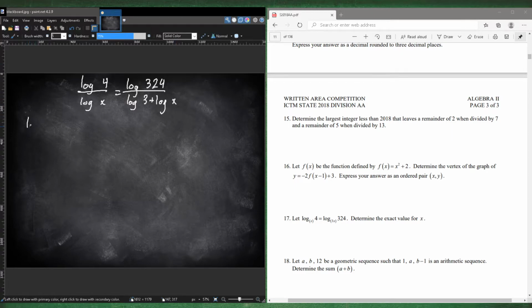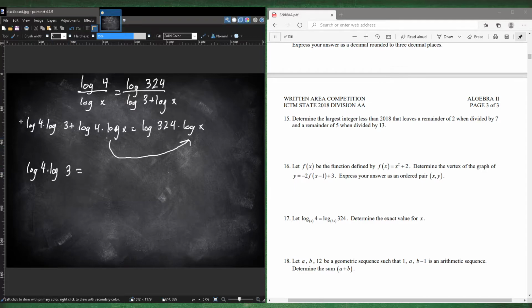Now cross multiply to get log 4 times log 3 plus log 4 times log x equals log 324 times log x. Now move this to this side to get log 4 times log 3 equals log x times log 324 minus log 4, which is just 324 divided by 4 to get log 81. So we're just using log rules so far.